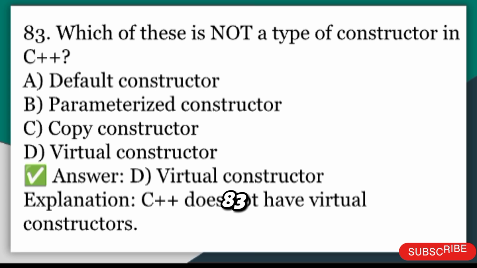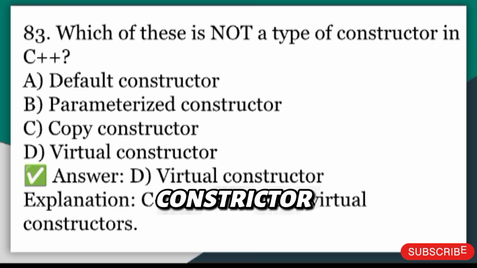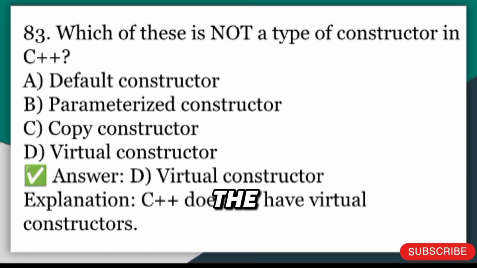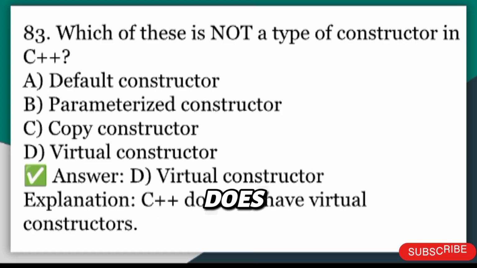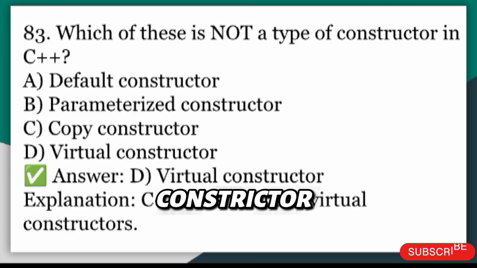Question number 83. Which of these is not a type of constructor in C++? So the right option is D, virtual constructor. Default constructor, parameterized constructor, and copy constructor, these are the types of constructor. Explanation: C++ does not have any virtual constructor.